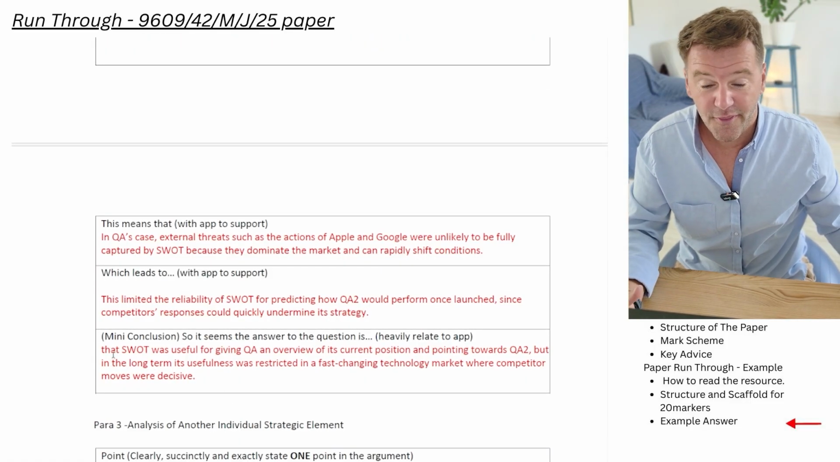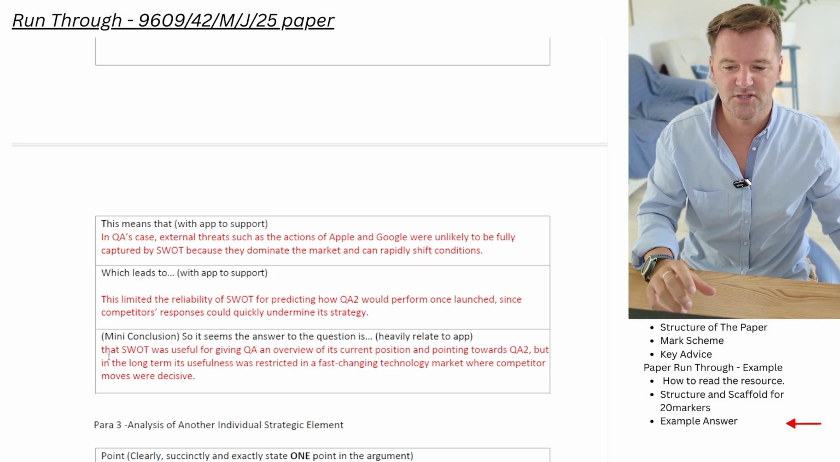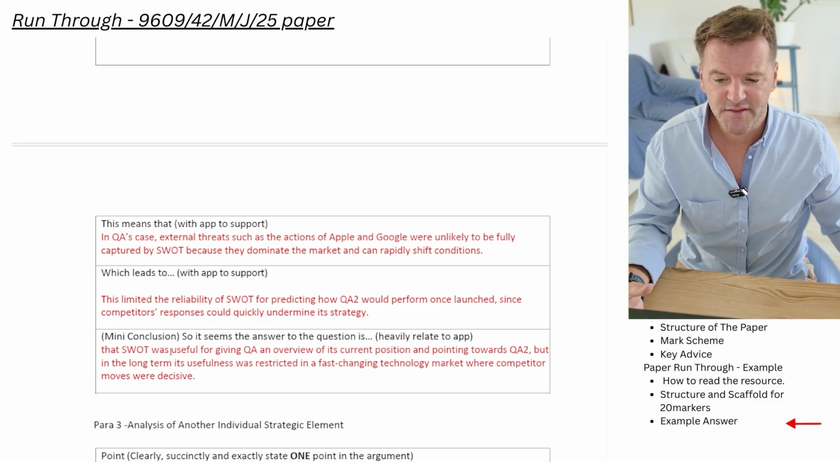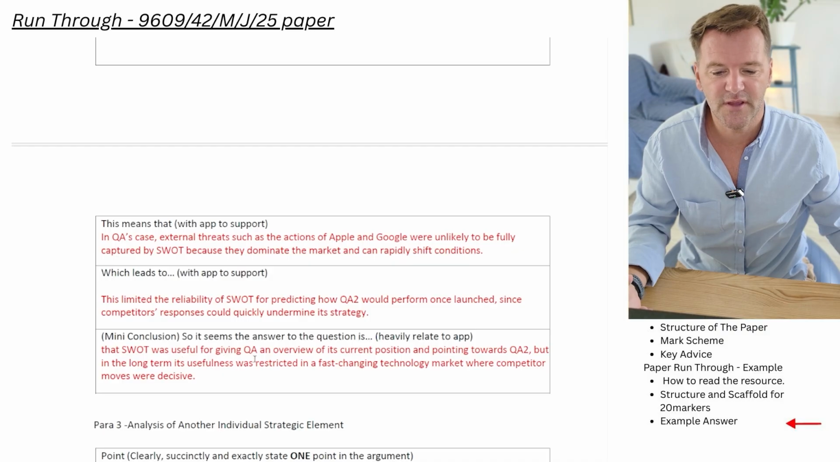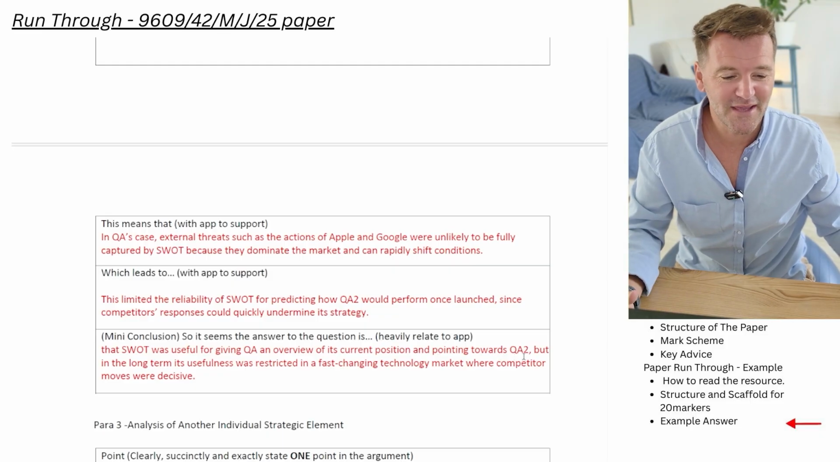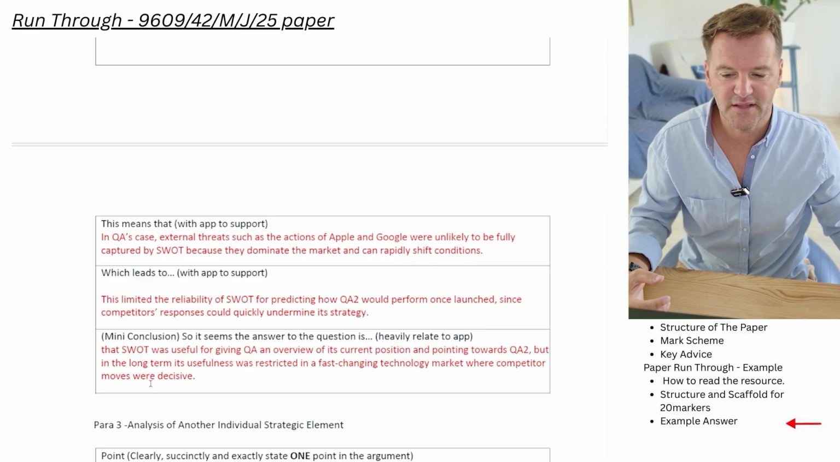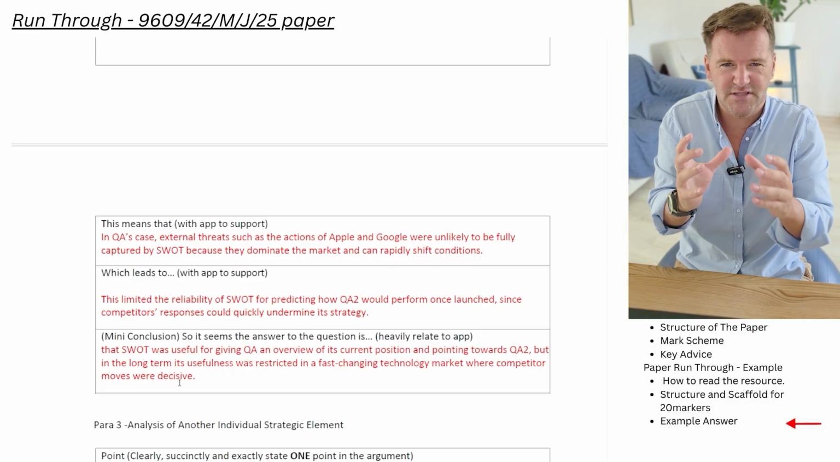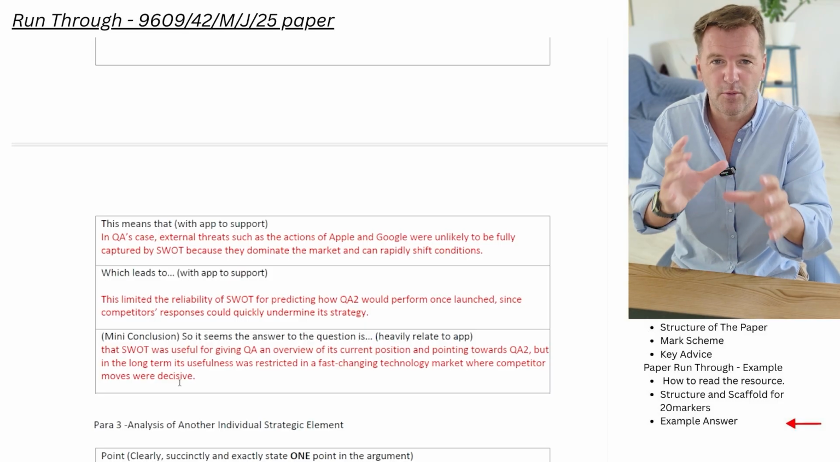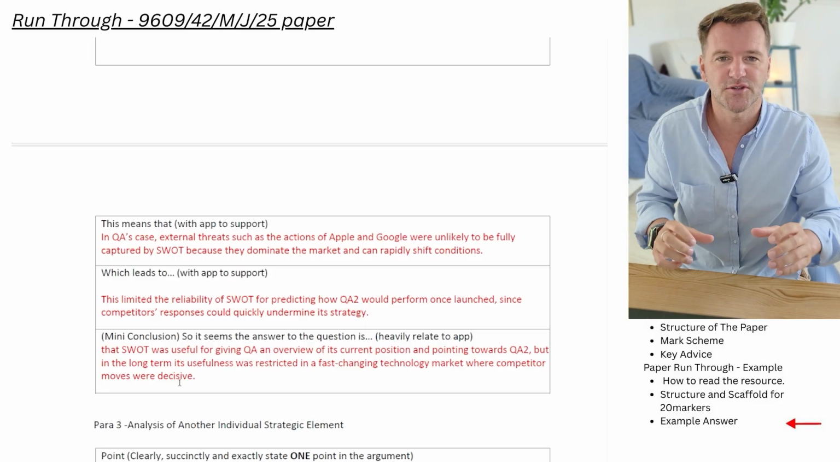application. Then, mini conclusion, get some evaluation. So it seems the answer to this question is that SWOT was useful for giving QA an overview of its current position and pointing towards QA2, but in the long term, its usefulness was restricted in a fast-changing technology market where a competitor moves more decisively. So I was wrapping up saying, but not a full conclusion, but saying, hey, there were pros and cons. It was good in the short term then.